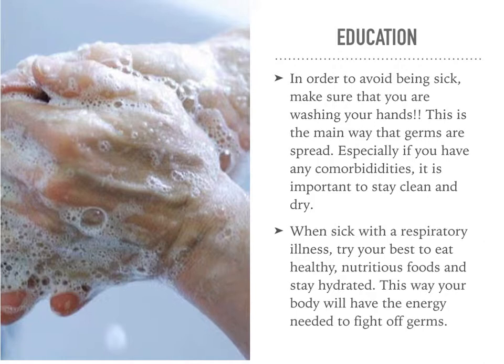Another education slide. I know this may seem super self-explanatory, but it's really important to wash your hands. This is the main way germs are spread, especially if you have any comorbidities. It is important to stay clean and dry. So if you're a diabetic, you have decreased immune function. If you're an elderly person and you're having decreased immune function, there are just so many different ways that your body can be attacked if you're not washing your hands. You could touch your eyes, you put food in your mouth, you blow your nose, and then you spread all of those germs to everyone else, and it's gross.